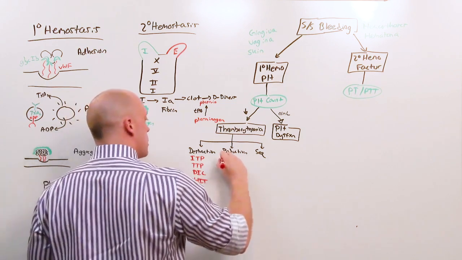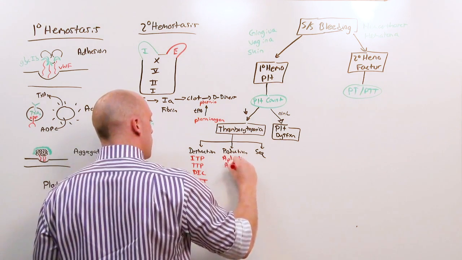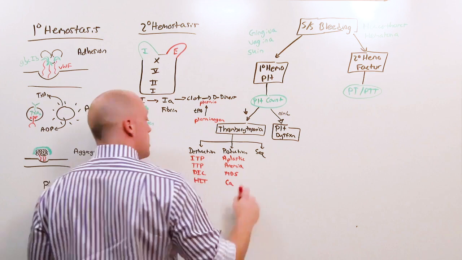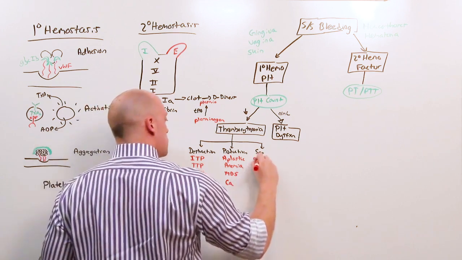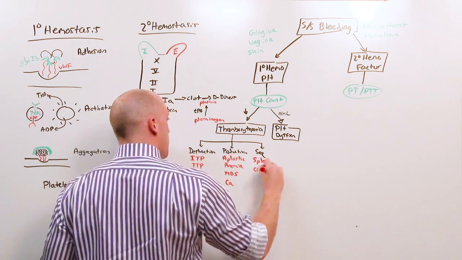Production anemias are going to be aplastic anemia. Something is wrong with the marrow, myelodysplastic syndromes, or cancers. And sequestration is going to occur in the spleen, and you're going to see this in cirrhosis primarily.